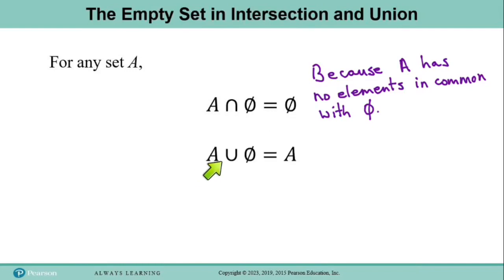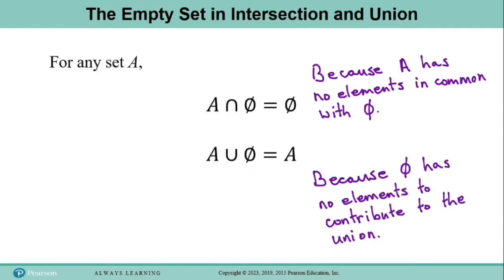But any set A union empty set is going to give you set A as a result, because again the empty set has no elements. Therefore, when we put the elements from set A together with the elements from the empty set, the result is just the elements from set A.